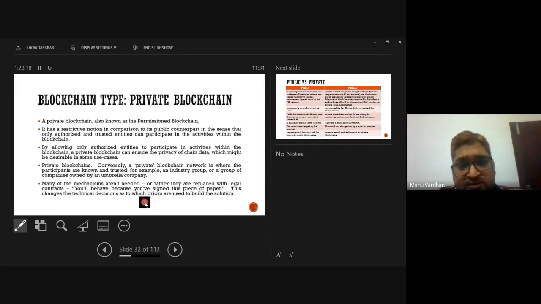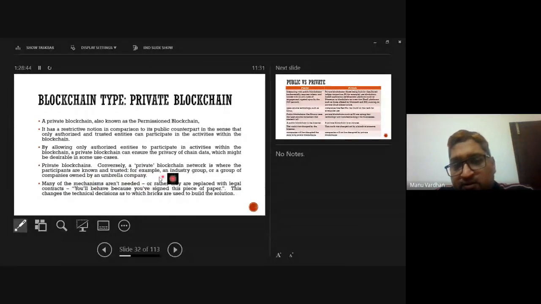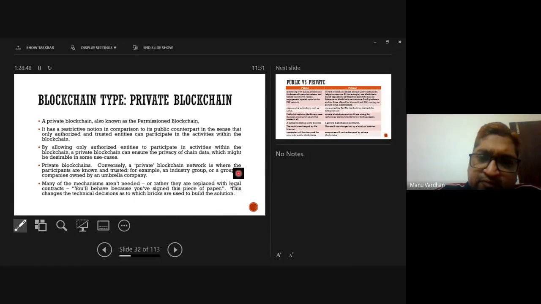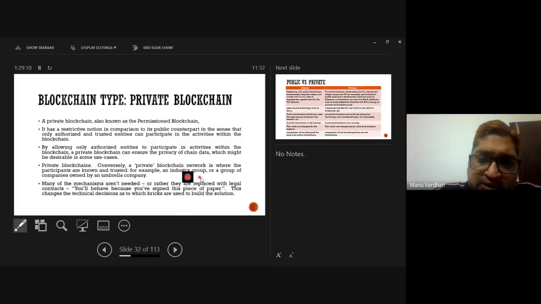So this changes the technical decision as to which bricks are used to build a solution. This makes a private blockchain very attractive and very easy to maintain, because there won't be any anonymous user here. All participants are vetted and known, and all are bound to behave in a parliamentary manner as per the contracts they have signed. Basically, this type of private blockchain is used by industries or a group of companies owned by some umbrella company. Here we need not implement a strict consensus mechanism protocol. We can dilute those protocols, or use a lightweight protocol to ensure that consensus can be reached quite easily without any need of huge computational resources.